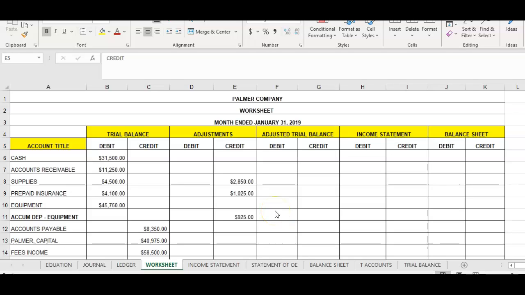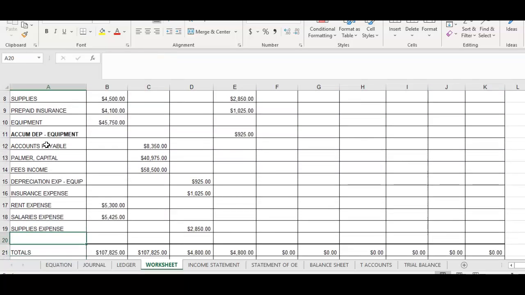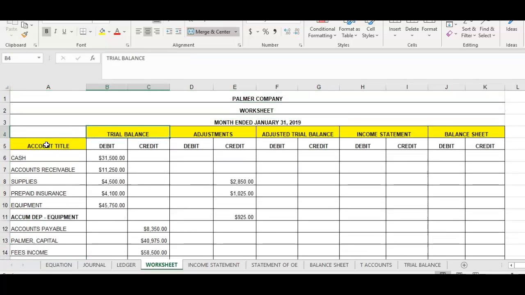In part one of our worksheet video lecture, we learned how to list the account titles in the appropriate order, listing our asset accounts first, followed by the liability accounts, owner's equity account, revenue account, and finally we listed all of our expense accounts. To complete the trial balance section of the worksheet, we took the amounts from the general ledger and put the amount on the appropriate debit or credit side of the trial balance.